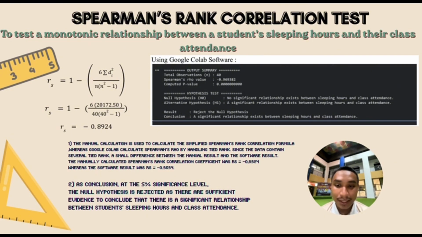0.9694. Since the data contains several tied ranks, there exists a small difference between the manual result and the software result. Since the absolute value of the test statistic, either manual or software, is bigger than the absolute value of the critical value, which is 0.313, as a conclusion, at the 5% significance level, the null hypothesis is rejected. So there is sufficient evidence to conclude that there is a significant relationship between students' sleeping hours and class attendance.